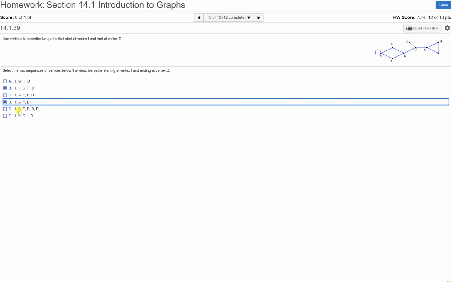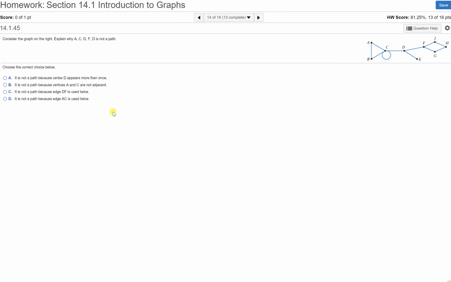It says here I, G, F, D, B, D. So it's almost the same thing. B, nope, this is not good because we'll cross the same bridge twice. And then I, H, G, I, D. I, H, G. Nope, this doesn't go to I, so it's only those two. I guess there's only two answers for this question.